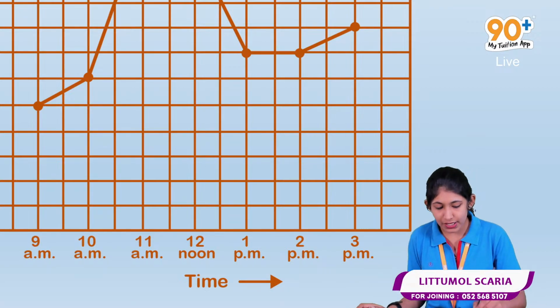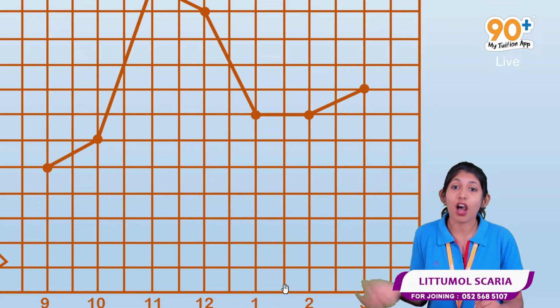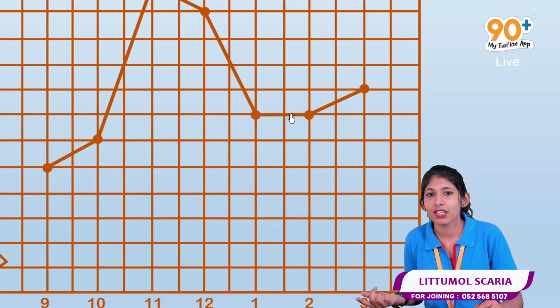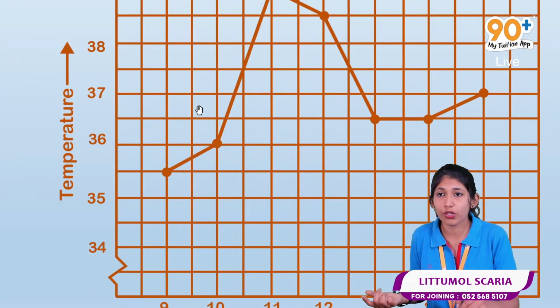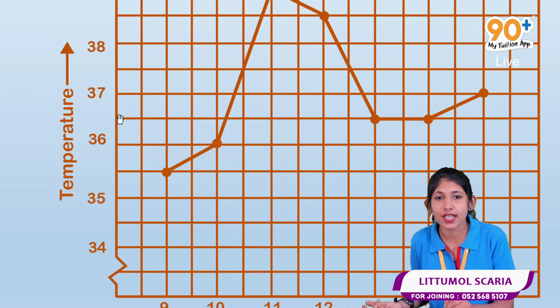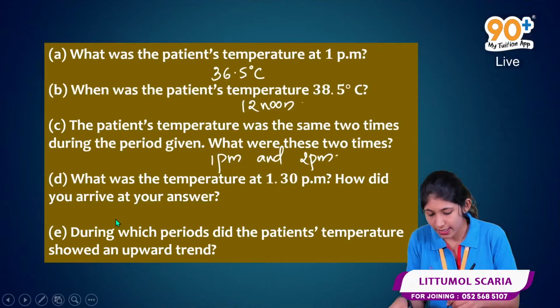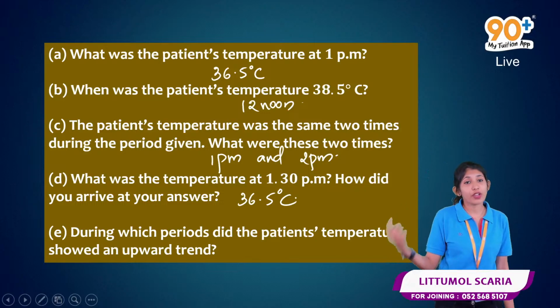But if you are asked, from your graph, even without the recorded data, you can collect the data. So what will be the temperature? To know that, I should change the slide. Yes, in between 36 and 37. So 36.5 degrees Celsius was the temperature at 1:30 p.m. How did you arrive at your answer?